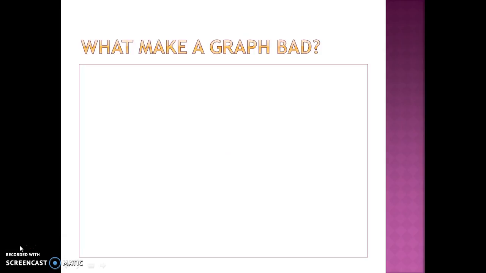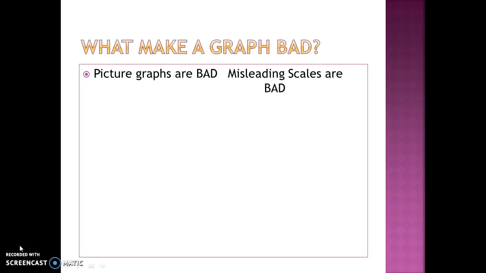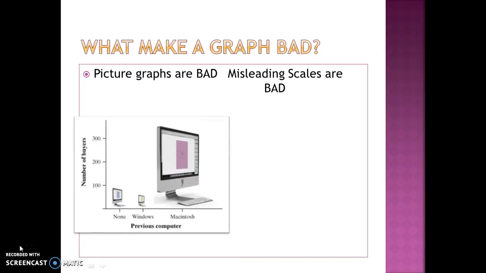So there are things that make bad graphs, so be aware that you don't ever want to use pictures in a graph, and make sure, like I just said, that you always label your graph appropriately. So as you can see here, in this one, if you're just looking at it, it looks like people who bought Macintosh computers were extremely huge, while the people who bought Windows and none were very small. But really it's 300 to 100, which the small one is definitely not just 1/3 of the big picture graph.